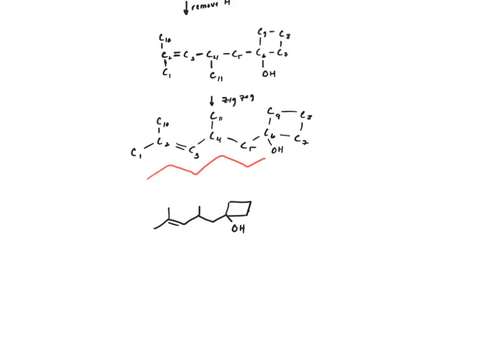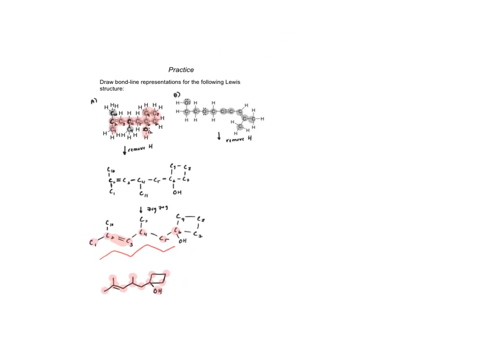So again, just to make sure that we've got everything, we've got 1, 2, 3, 4, 5, 6, 7, 8, 9, 10, 11. There's a double bond between carbon 2 and carbon 3, and there's an OH group off here. Okay, so that was that one.